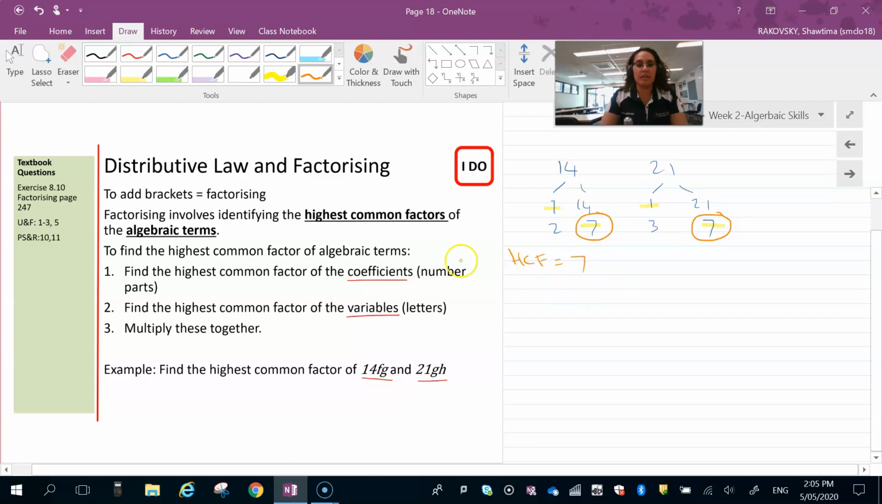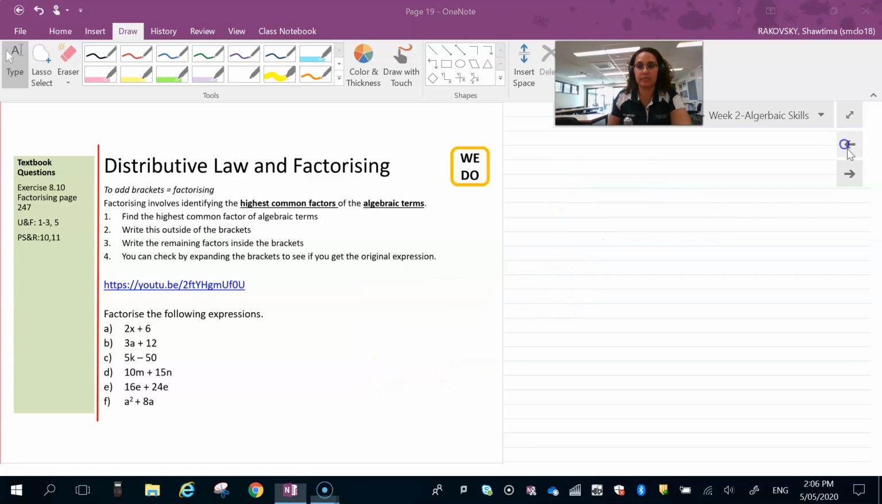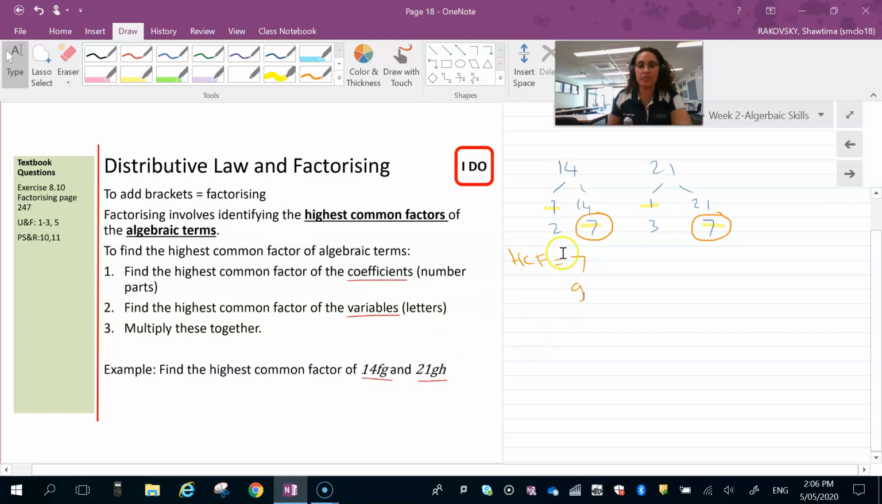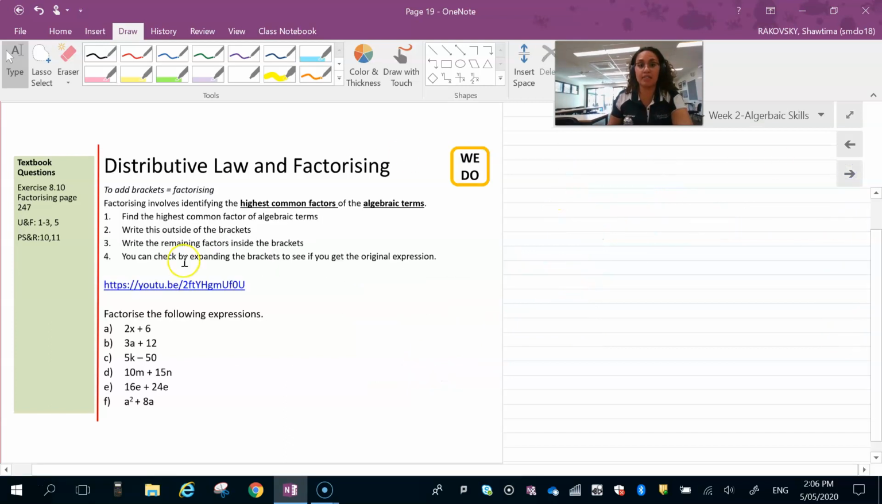HCF equals 7. Now, if we have a look at our variables, F, G, G, and H, that means G is the same, so there's a G as well. So the highest common factor for these two terms is 7G, because they were actually being multiplied together. So it's all multiplied. All right, let's have a look at actually applying this, finding these common factors in algebraic terms to factorise the following expressions.